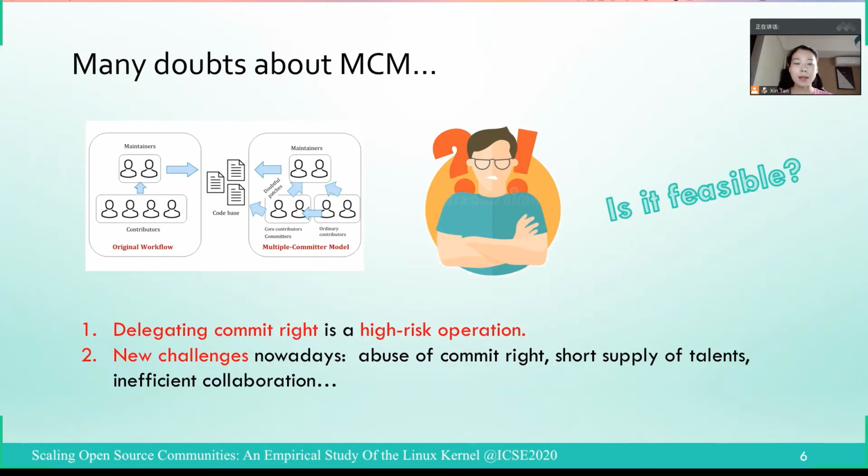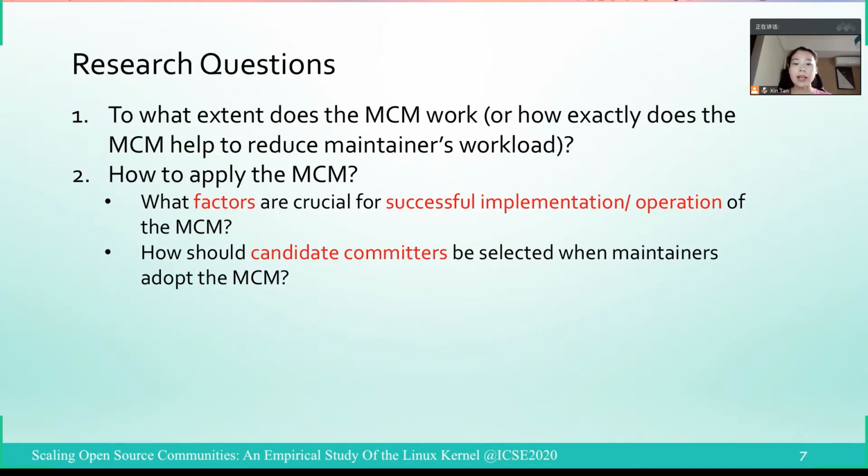However, there are many doubts about MCM because delegating commit right is a risky operation. In fact, delegation has been extensively discussed in the literature. However, the old licenses are enriched in response to the new challenges of the time, such as abuse of commit rights. In order to help more projects with scaling issues, we designed two research questions.